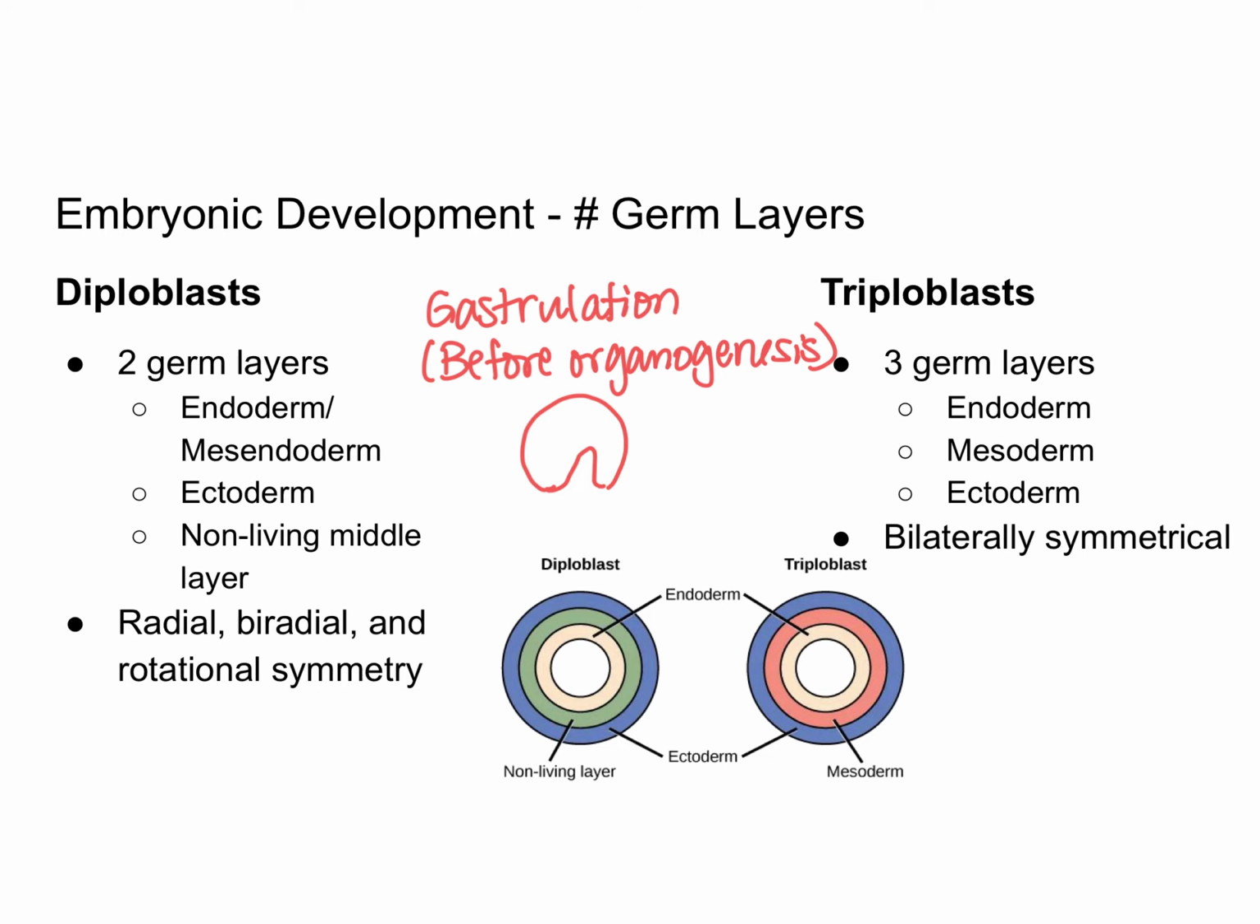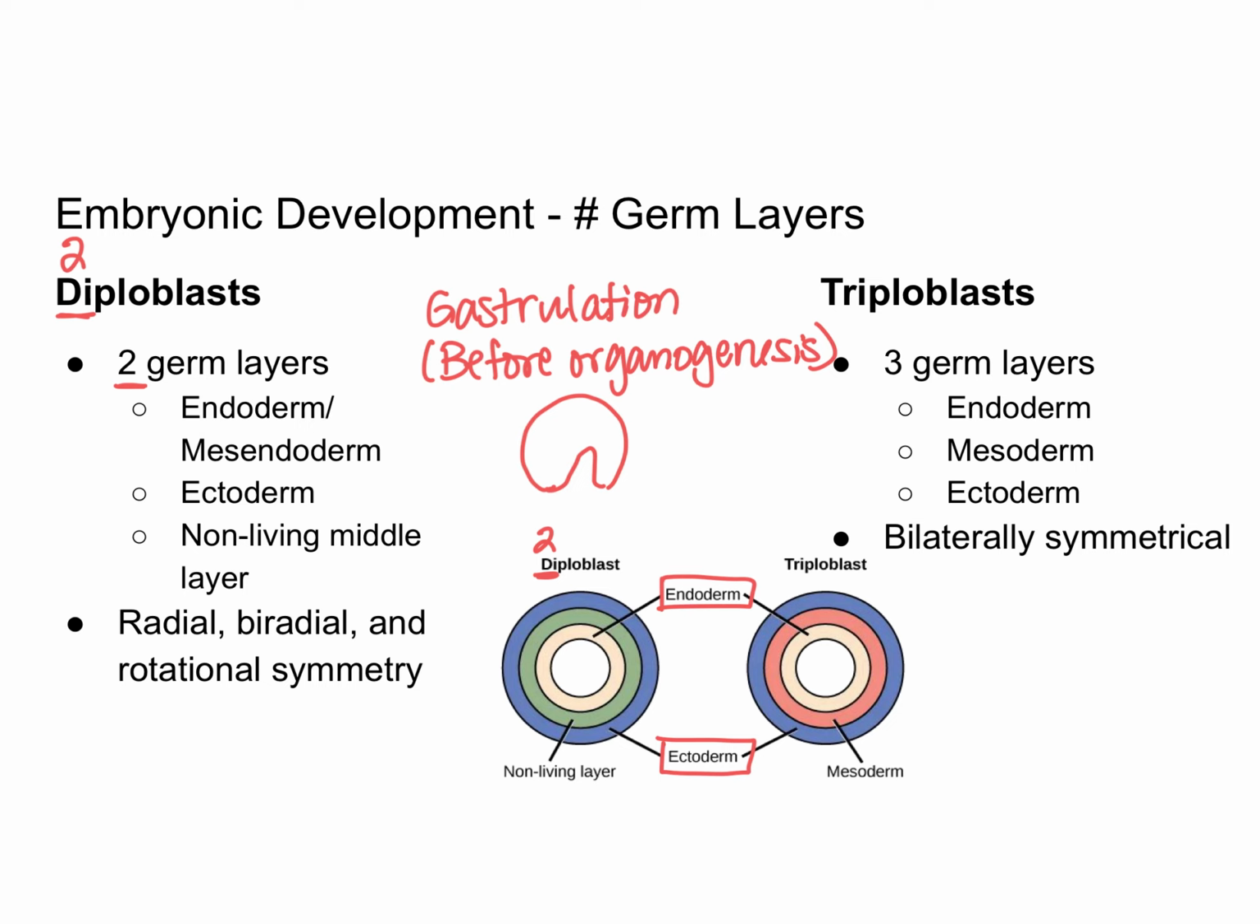Now, some organisms, some animals, are diploblast, and di means two. And these animals, during embryonic development, form two germ layers. They have an endoderm, which is also called a mesendoderm, and they have an ectoderm. So you can see that on this drawing here. The endoderm is this inside kind of tan layer of the diploblast. Remember, they've got two layers. And then the ectoderm, which is the outer layer.